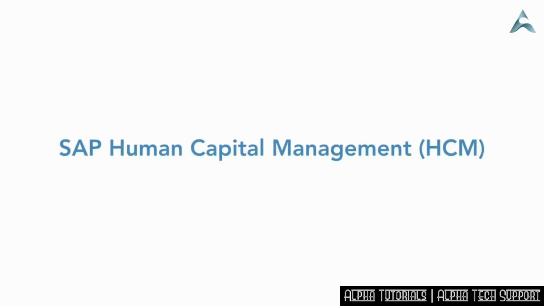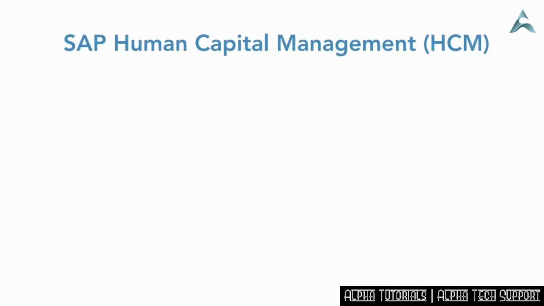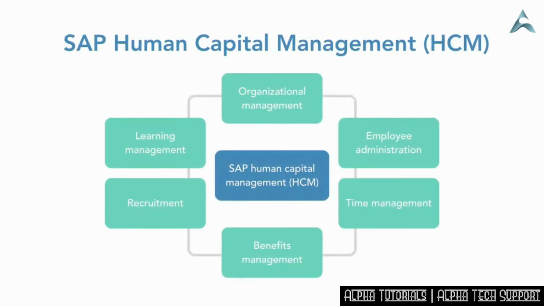Next, we'll cover SAP Human Capital Management, or SAP HCM. This module is SAP's solution to manage all human resources processes. The Human Capital Management module has a huge amount of capabilities. Everything in the HCM module relies on organizational management. This is where the organization is set up with different areas, positions, and employee names.